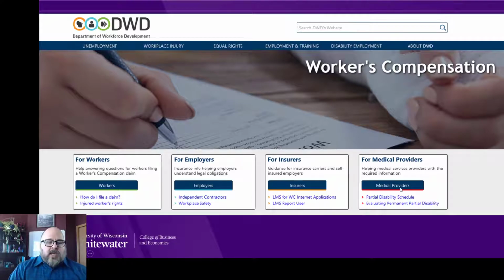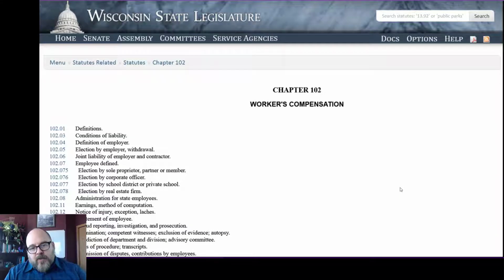So here is the homepage for workers' compensation through the Department of Workforce Development. I'll be copying and pasting some things from each of the sections for workers, for employers, and for insurers. And you could just see it right here. There's information you could click on to answer some of the questions from the study sheet. The work comp laws for Wisconsin are housed under Chapter 102, and you can look this up as well. You can just see a few things here.